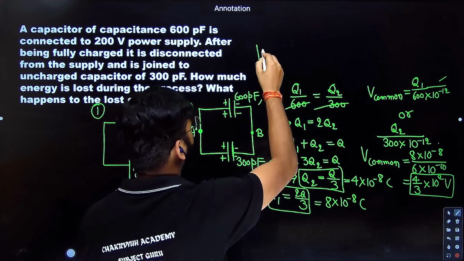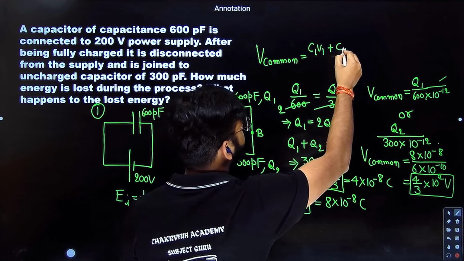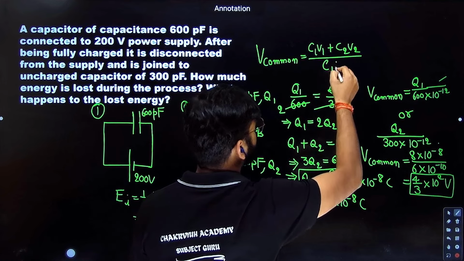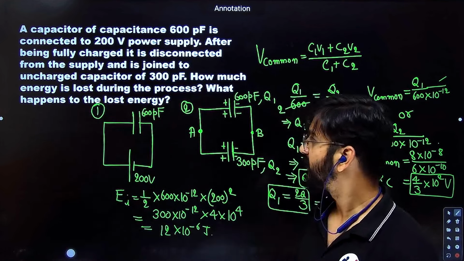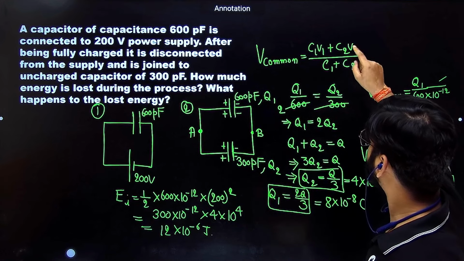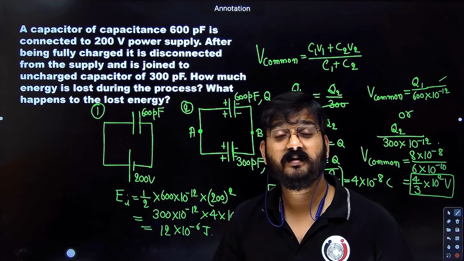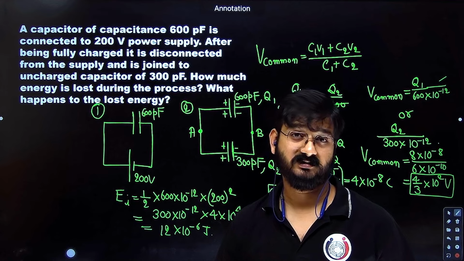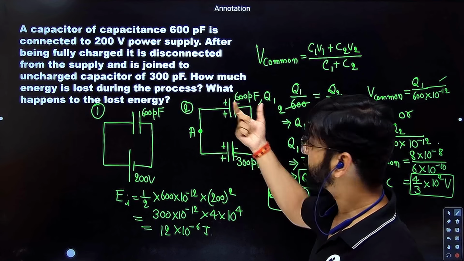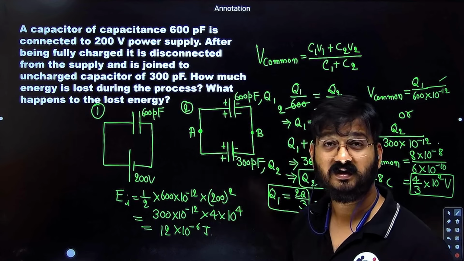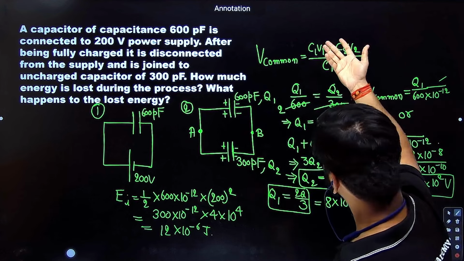The trick is V common can be written as C1 V1 plus C2 V2 divided by C1 plus C2. So what is V2 here? V2 is the potential across C2. Initially, what is the potential across the second capacitor? Nothing, because it is discharged. V2 is 0 initially. When you connect this 300 to 600, what is the potential across this? Nothing, because it is uncharged. So what will be V2? 0.